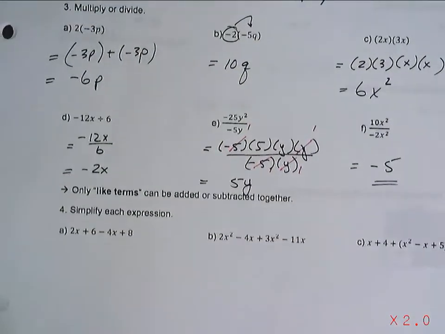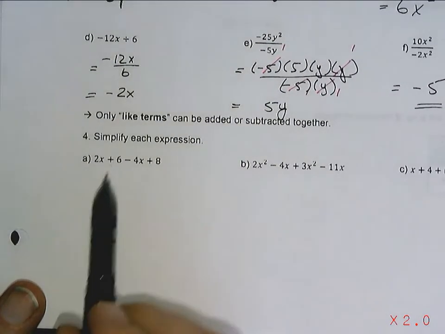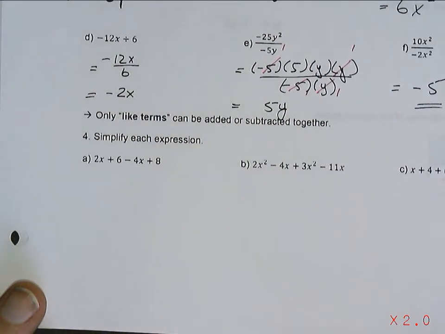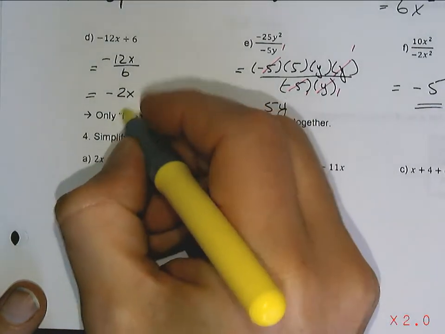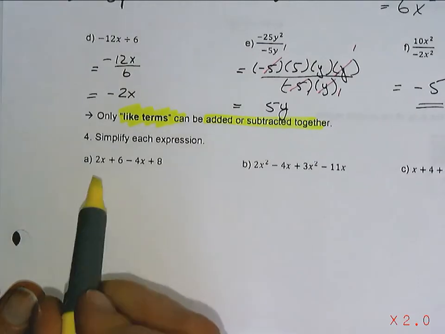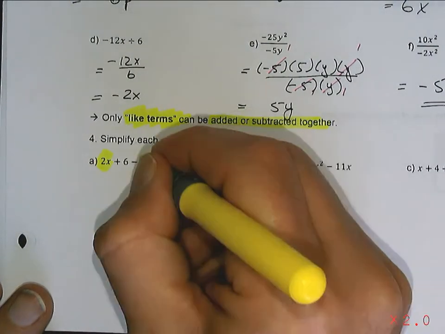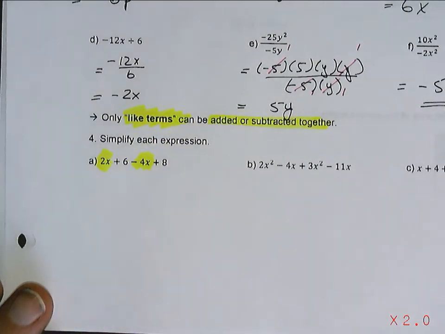Okay, we're going to come and take a look at question number 4. We're going to simplify each expression. But what we have to remember is only like terms can be added or subtracted. So when I look at this, I have to decide what the like terms are. 2x and 4x are like terms. They're x's. And 6 and 8 are like terms.